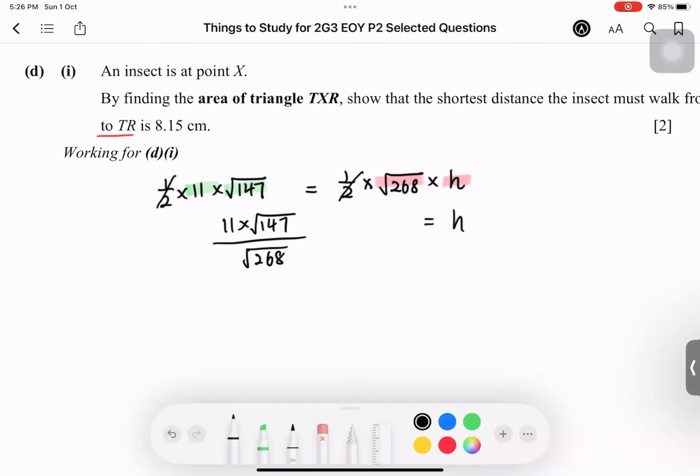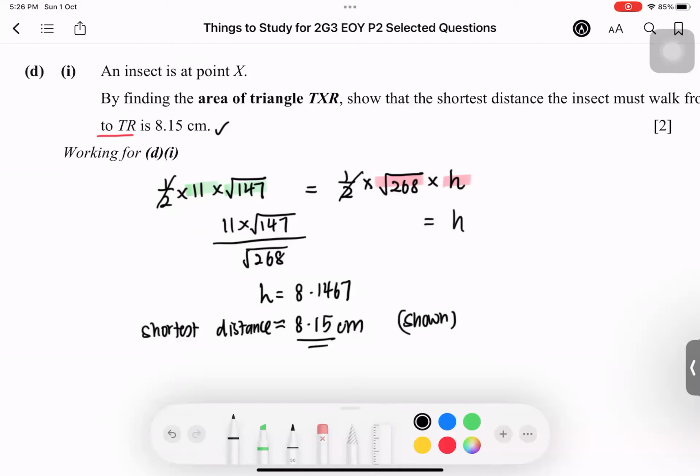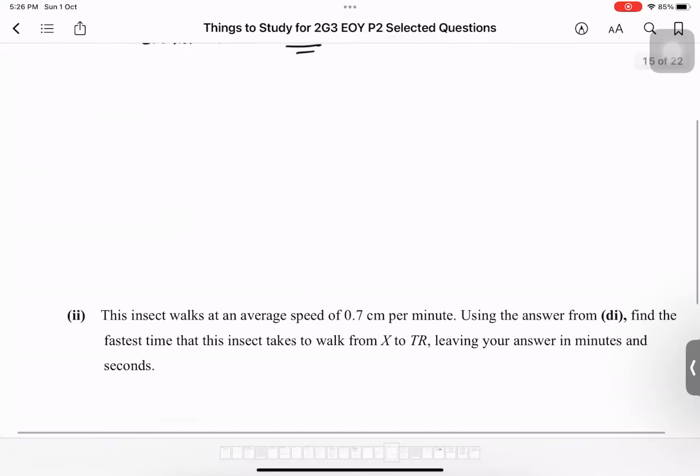In this case, we'll get h equals 8.1467, estimate 8.15 cm, shown. Since they didn't say h, I will write this as the shortest distance. Is this okay? All right. Now let's continue to the next question.